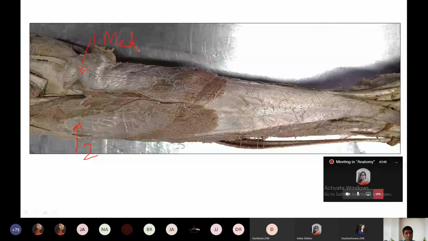There is also another way to identify it. Here you can see the semimembranosus muscle, which will help you identify the structure. Semimembranosus lies towards the medial side in the thigh. Similarly, here you can see the tendon of the biceps, which is inserted into the head of the fibula. It lies on the lateral side of the thigh and is inserted into the fibula. So this will make the lateral side.